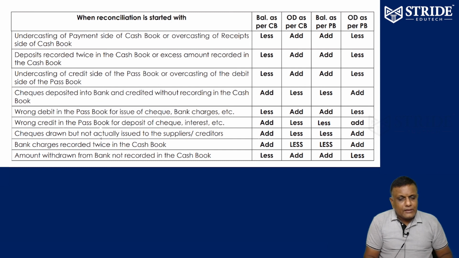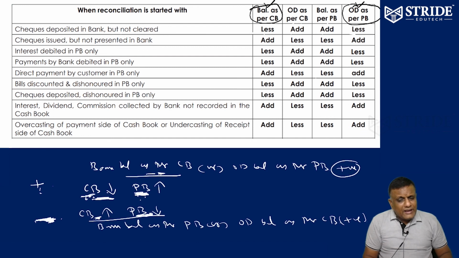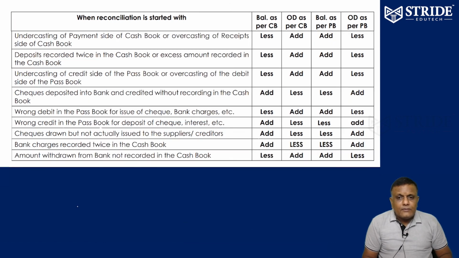Similarly, bank charges recorded twice in the cash book. What do you mean by this? Bank charges entered twice, which means you are showing a lower balance in the cash book. What are bank charges? They are on the payment side. So on the payment side you are showing it in the cash book. See, there is only one charge in the passbook.